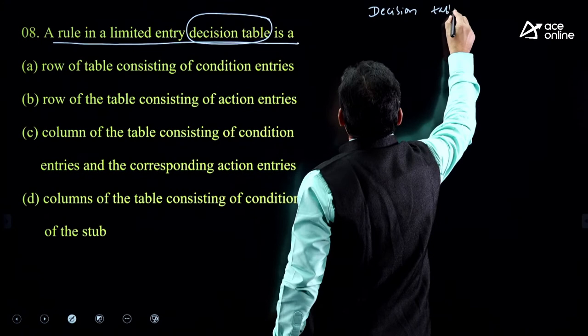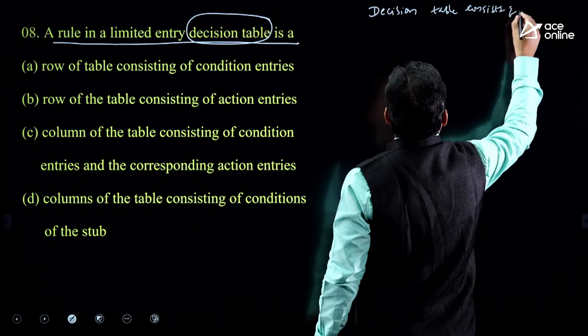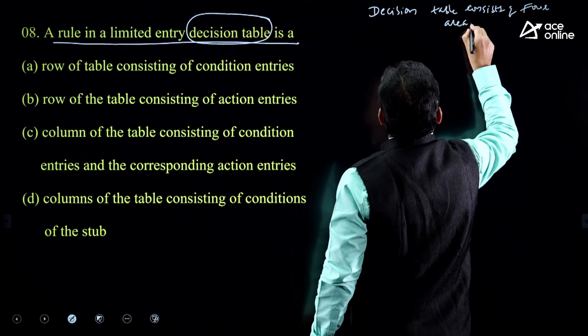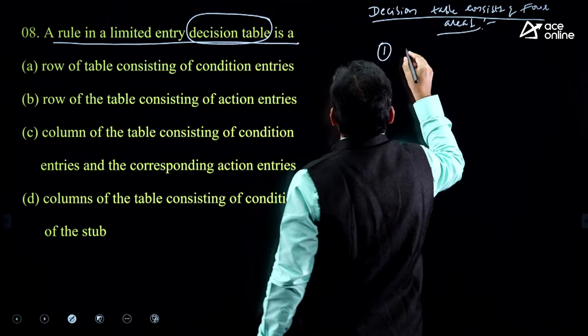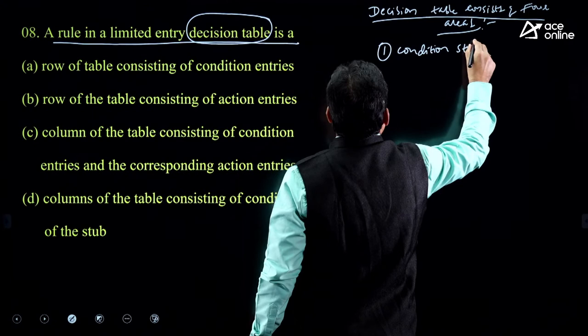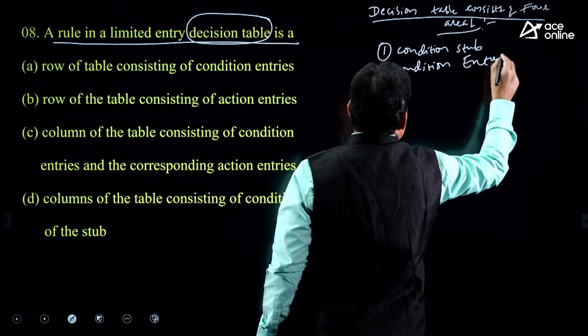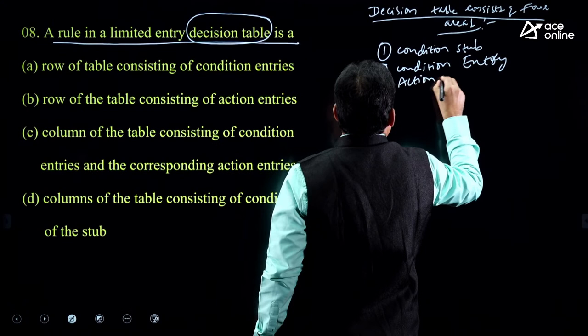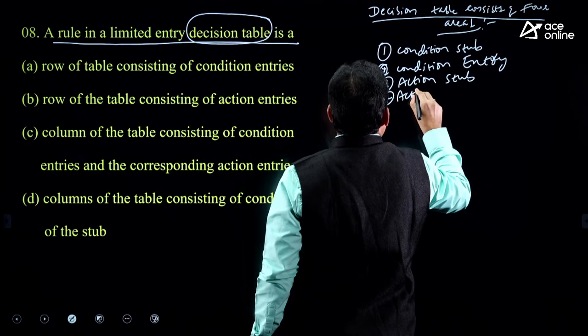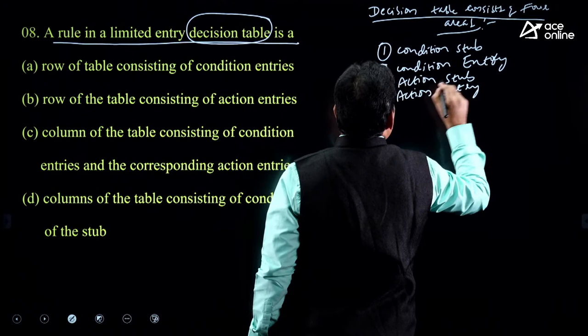A decision table consists of four areas. What are those four areas? First one is condition stub, condition entry, action stub, and action entry. So it consists of four areas.